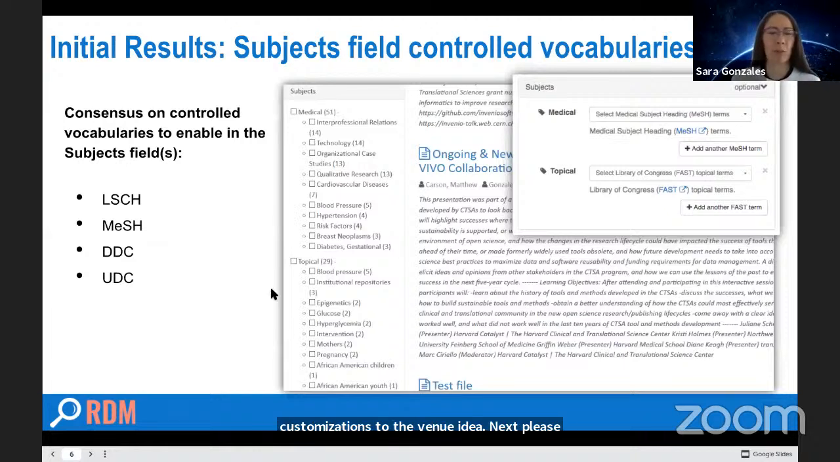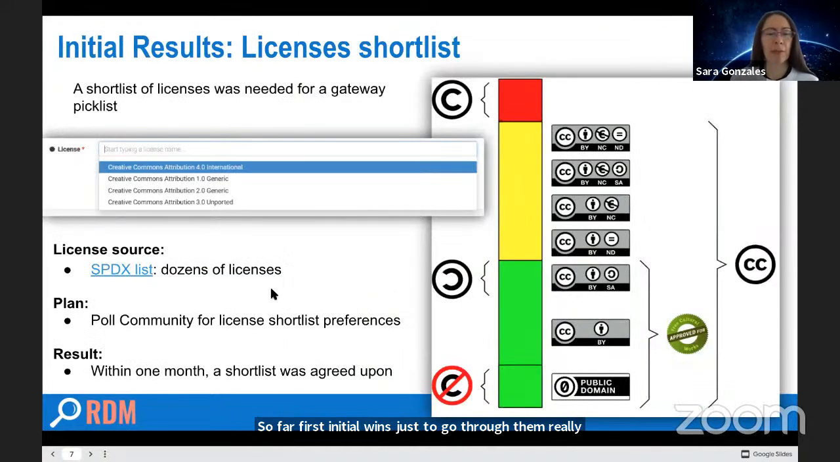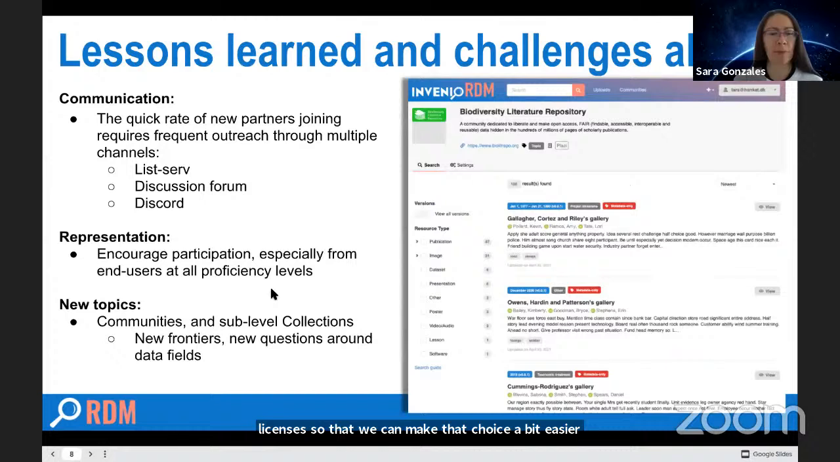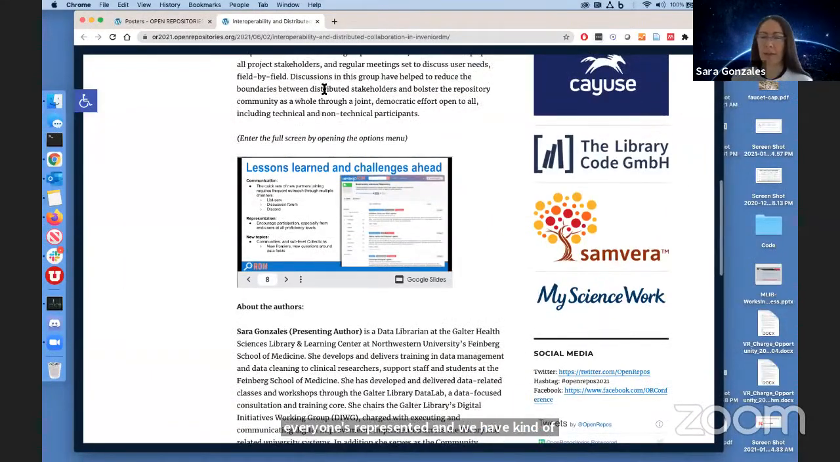For our first initial wins, just to go through them really quickly, we decided on the subject controlled vocabularies to use. We also made a short list of licenses so that we can make that choice a bit easier for a user who's first depositing. And now with those lessons learned, we have a clear path forward on how we will continue. We're going to talk about some new topics through these various discussion forums you see here. We're making sure everyone's represented and we have a democratic voting process. And then we're going to talk about communities and collections later.